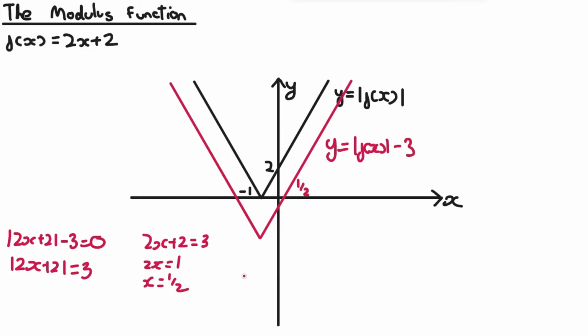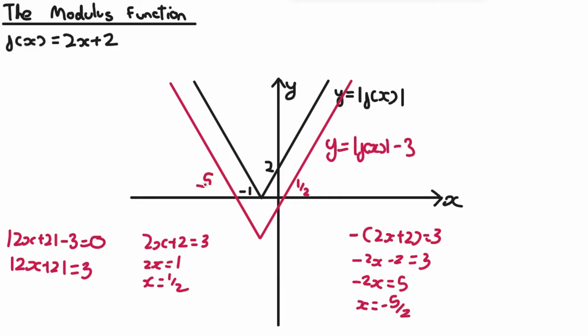The other one is going to be when this expression is negative, so it's going to be minus 2x plus 2 is equal to 3, so minus 2x minus 2 is equal to 3. Move the minus 2 onto the other side to get minus 2x is equal to 5, so therefore x is equal to minus 5 over 2. So this is this root here, minus 5 over 2. And this y-intercept is going to be, as we're doing minus 3 compared to up here, and this is 2, therefore this is going to be minus 1.